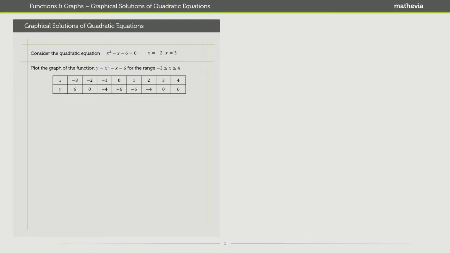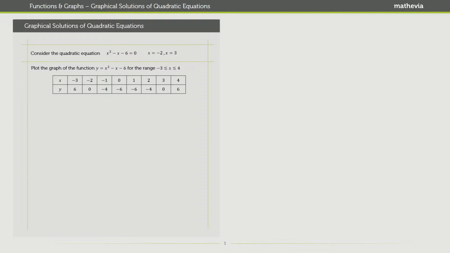First we need to get our table out. For the function y equals x squared minus x minus 6, we have x values: minus 3, minus 2, minus 1, 0, 1, 2, 3, and 4. Once we put x into the function x squared minus x minus 6, we have that for minus 3, y is 6, since minus 3 squared minus minus 3 minus 6 gives you 6. For minus 2, when you put minus 2 for x into that function, you end up with 0. Then you do the same for minus 1, 0, 1, 2, 3, and 4.